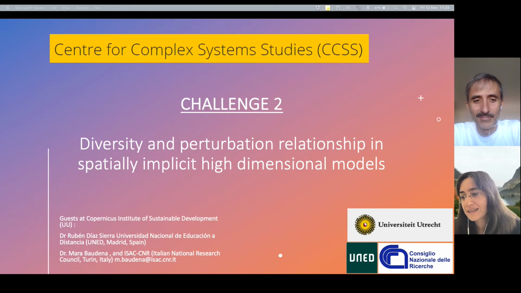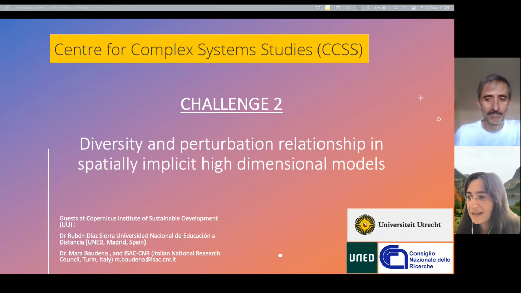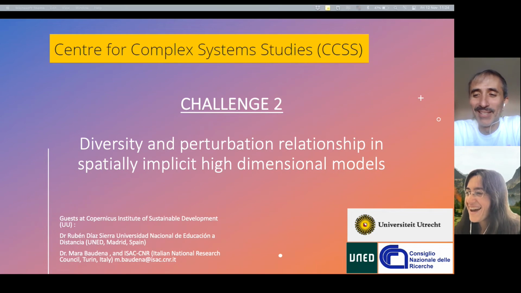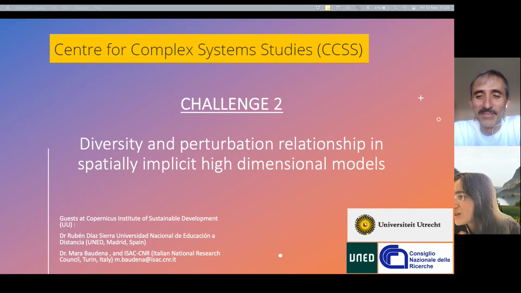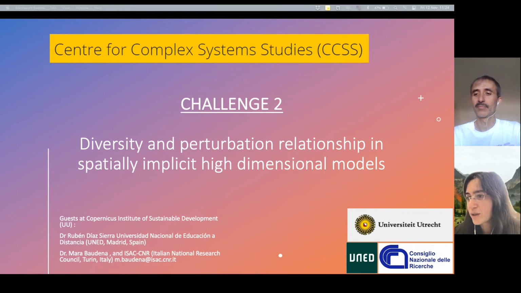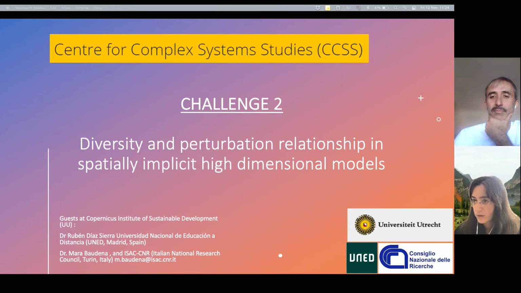I am currently at the National Research Council of Italy in Turin, and I'm still affiliated with the Copernicus Institute of Sustainable Development. And with me is Rubén Díaz, professor at the Universidad Nacional de Educación a Distancia in Madrid, and also affiliated with the Copernicus Institute in Utrecht. So we are here to talk to you about biodiversity and about disturbances, and we're going to have a project where we use spatially implicit high-dimensional models.